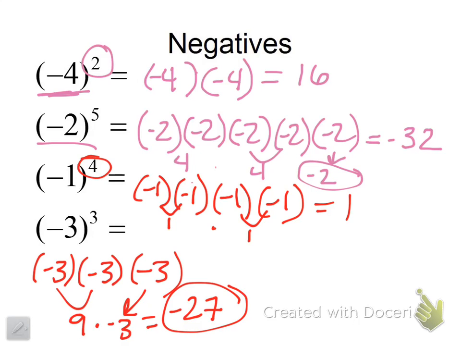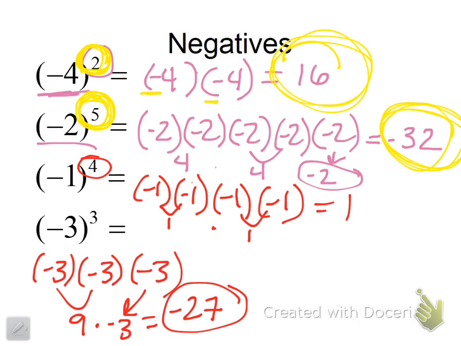What we can see here is that whenever we have an even number and we're multiplying negatives, we should get a positive answer. Like this one here, we had an odd number, 5, so we got a negative answer. We had an even number, so we got a positive answer. We had an odd number, so we got a negative answer.